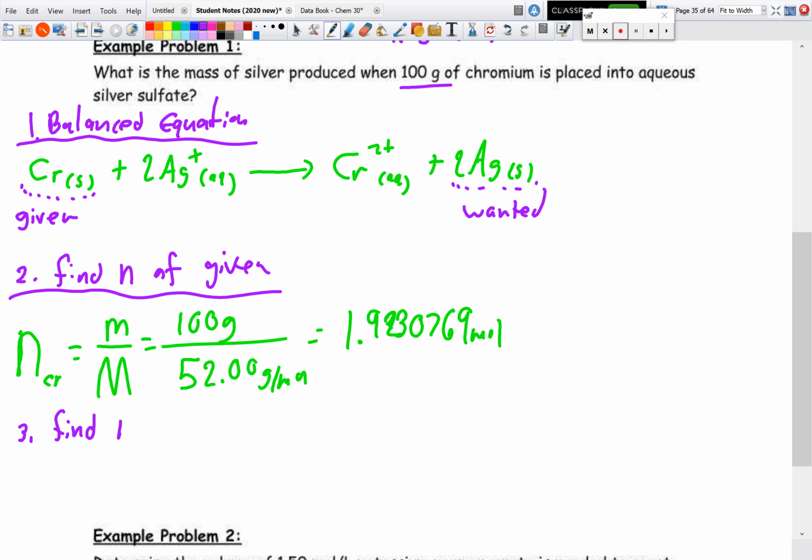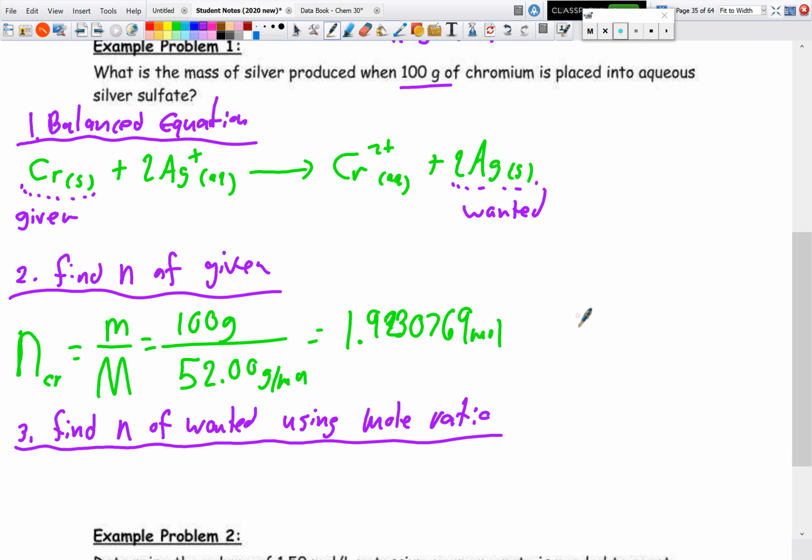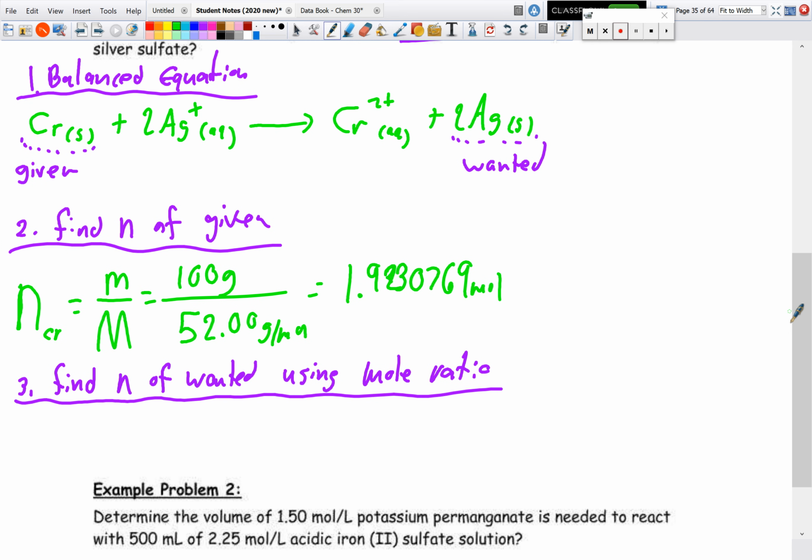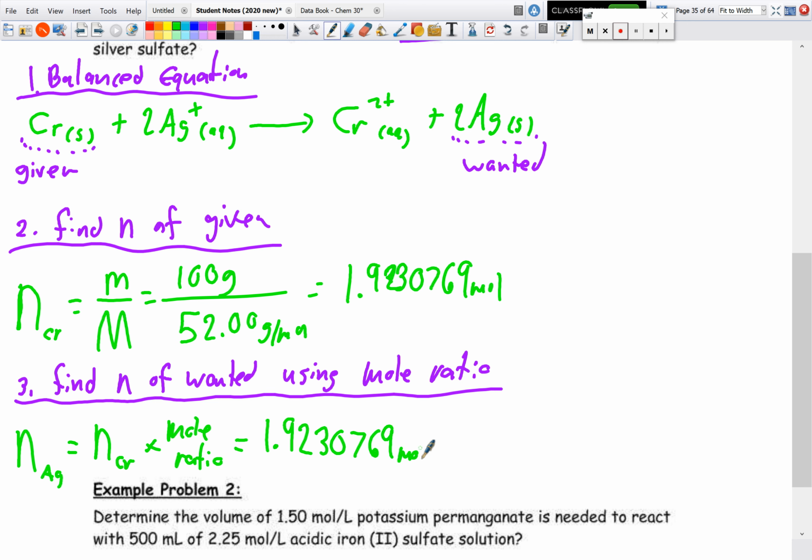So next we can move on to step 3, find the number of moles of our wanted using the mole ratio. So that is our next step. So from here, we have the number of moles, in this case right here, our wanted, of course, is our silver. Now the equation for this is we take the number of moles of our chromium and we multiply by our mole ratio. And this is why we need the balanced chemical equation, because the mole ratio is going to come from the coefficients of our wanted substance and our given substance.